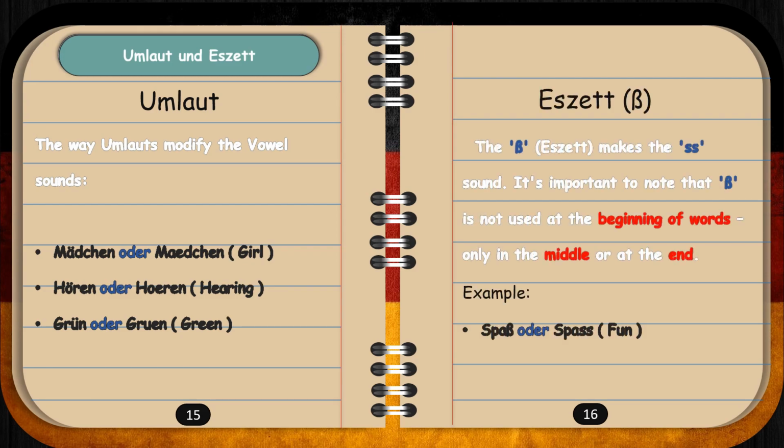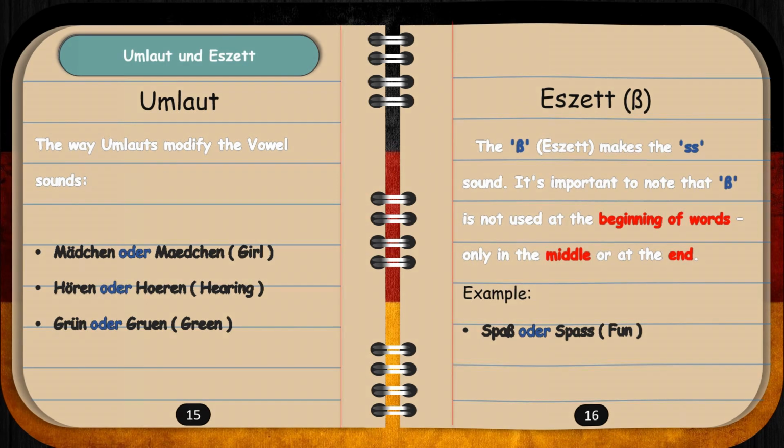Remember, the Eszett makes the SS sound. It's important to note that the Eszett is not used at the beginning of words, only in the middle or at the end.